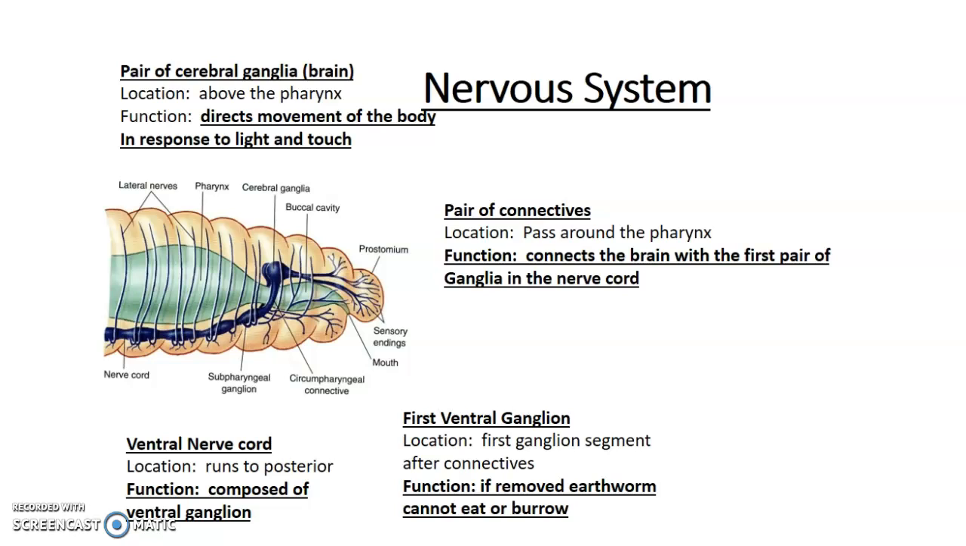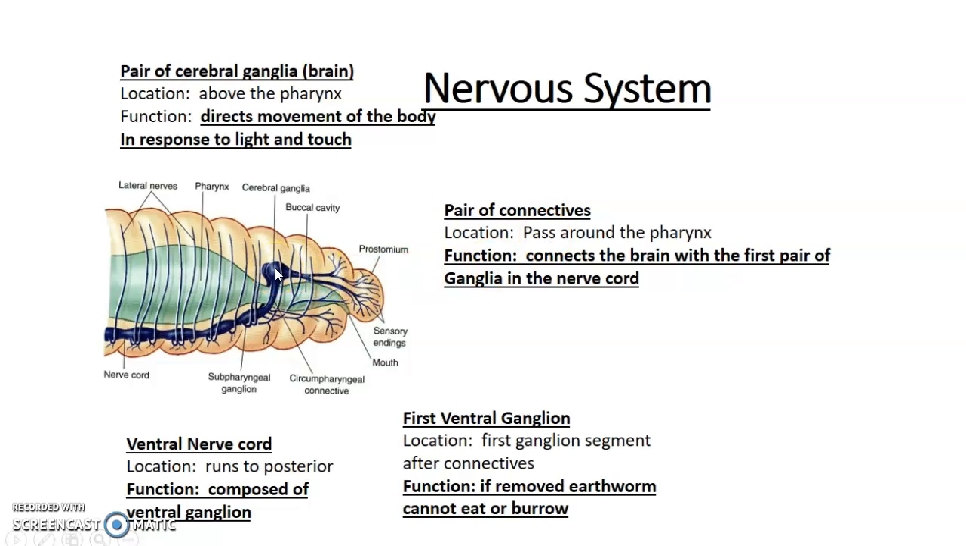For their nervous system, they do have a brain. Their brain is called the cerebral ganglia. They actually have two, one on the right side, one on the left side, and they are going to function in directing movement of the body. They're very receptive to touch and light. Bright light to them is danger, and so they're going to be very, very sensitive to that. We'll see that in a couple slides from now.